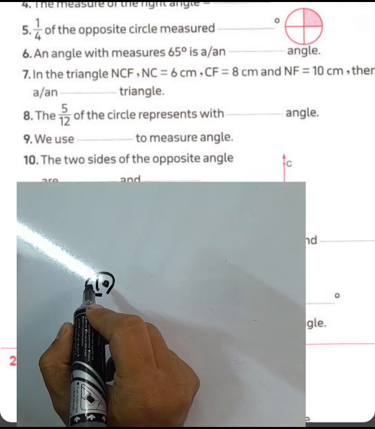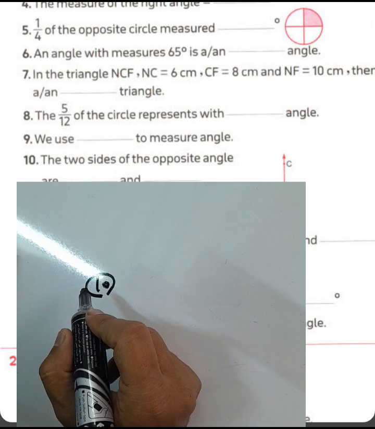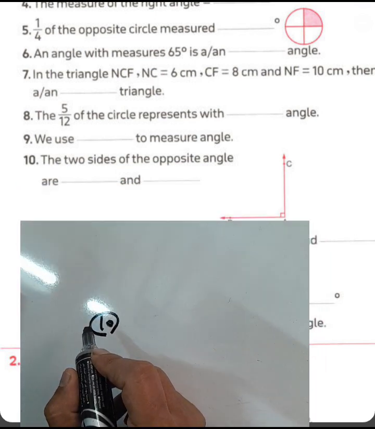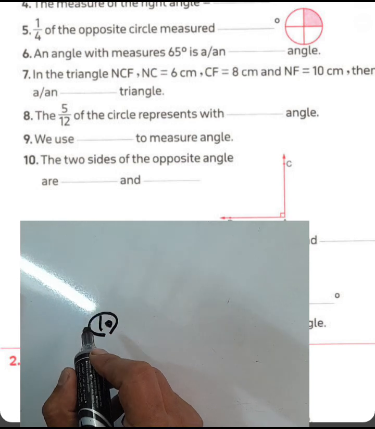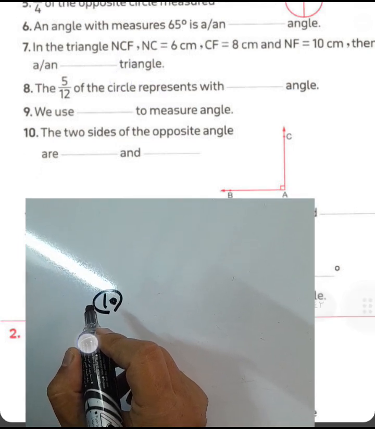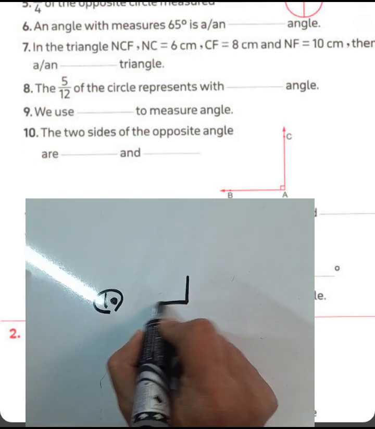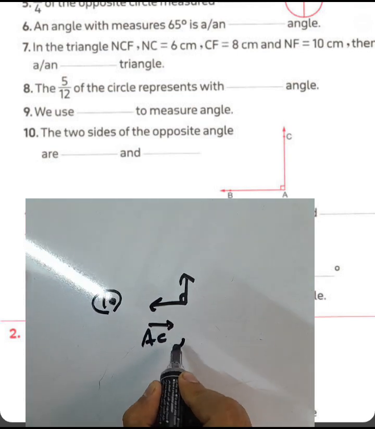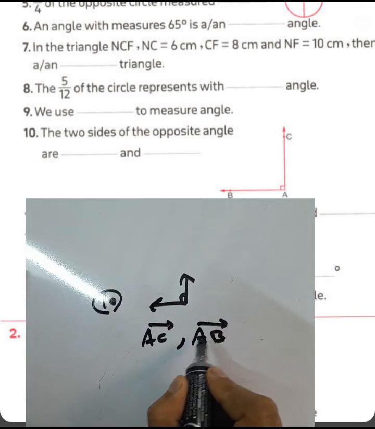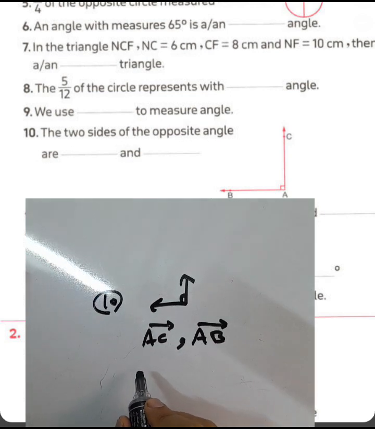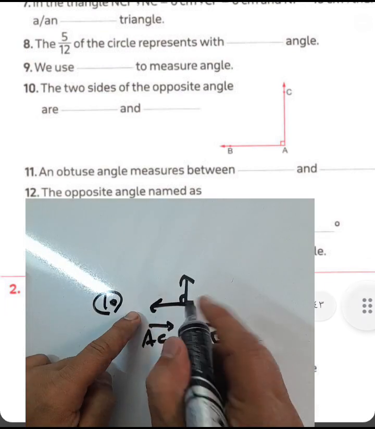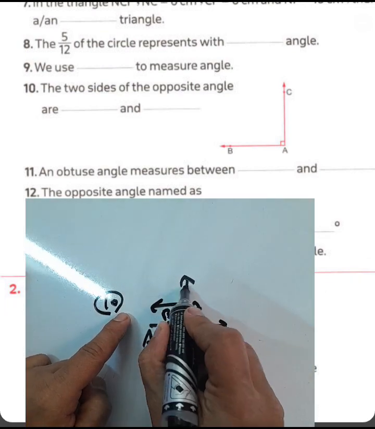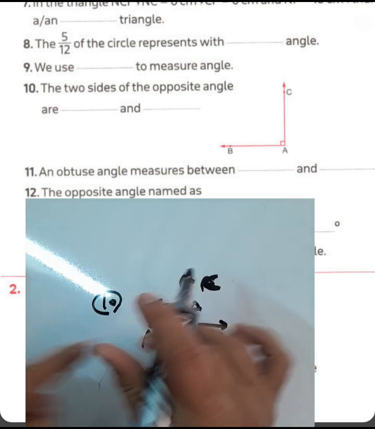Question number 10. The two sides of the opposite angles are perpendicular. He asked about the two sides of the angles here. We have AC and AB. The two sides are EB and AC.